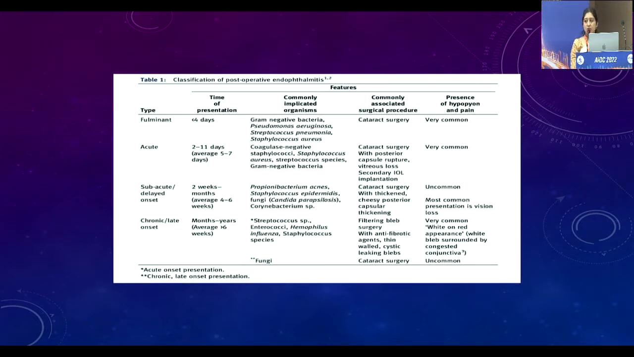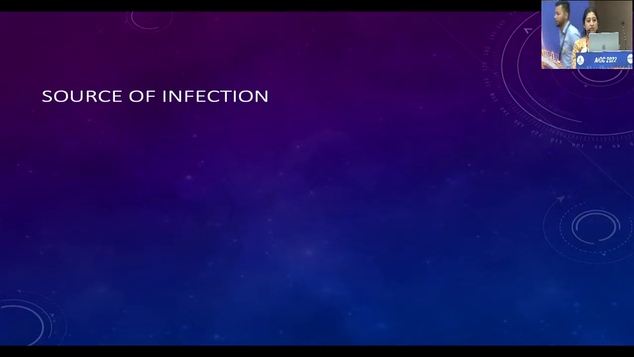So as the doctor has already told us what the causes of endophthalmitis and the causative organisms are, I'll not go into the details of that. But depending on onset of presentation, it can be divided into fulminant, acute, subacute, and chronic. So the more virulent the organism, the earlier the presentation, and the more fulminant the course.